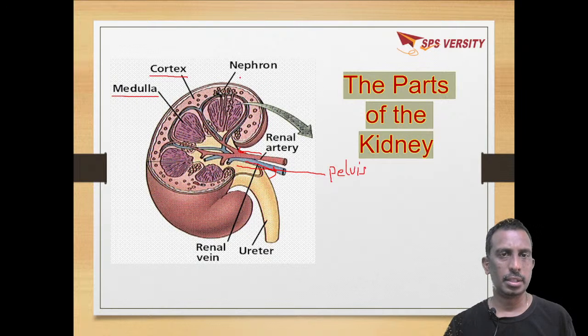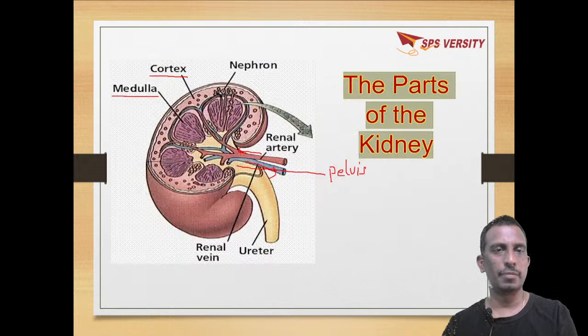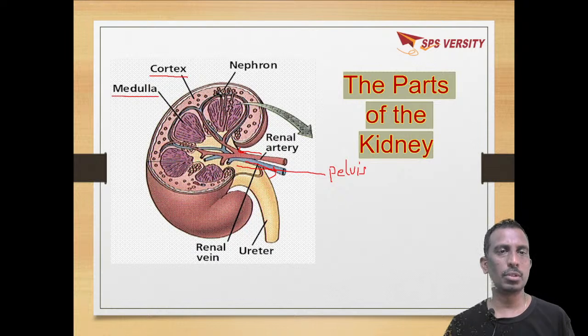The kidney is well protected with layers. If you see carefully, in the cortex and medulla there are nephrons. What are these nephrons? These nephrons play an important role in the functioning of kidneys.